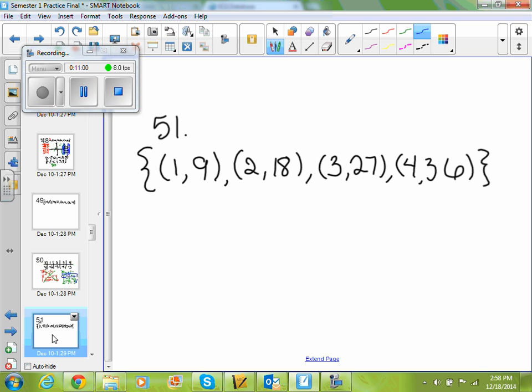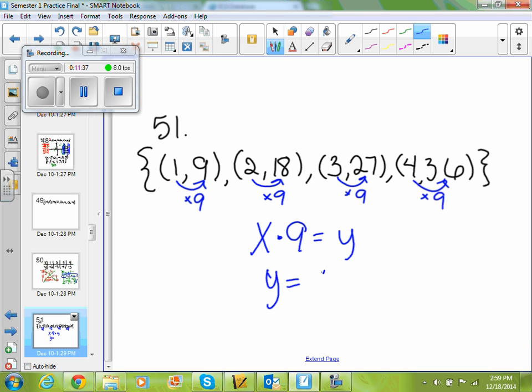We're going to either multiply or divide, or we're going to add or subtract. Okay, so to make 1 turn into 9, we have to multiply by 9. To make 2 into 18, we have to multiply by 9. To make 3 into 27, we have to multiply by 9. And to make 4 into 36, we have to multiply by 9. So we could do that in our heads if we just looked at what we needed to multiply or divide or add or subtract from 1. So then my function is x times 9 equals y, or you can write it y equals 9x. Either one would be correct.